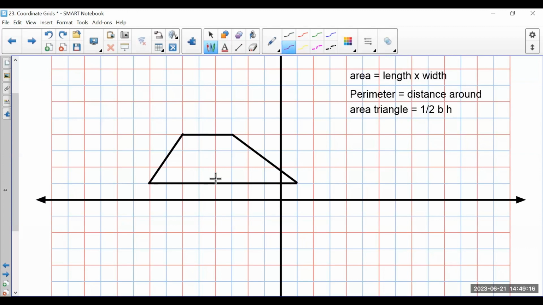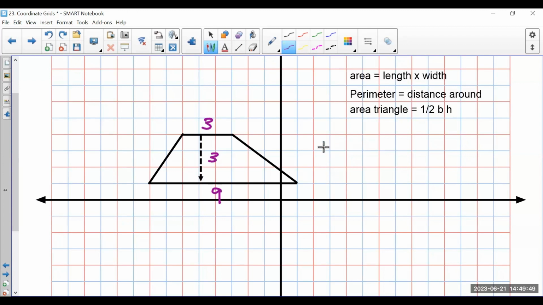Well, you need to know both the bases. So this base is 1, 2, 3, 4, 5, 6, 7, 8, 9. Okay, so there's a base of 9. This base is only 1, 2, 3. Then you also need the height. So you're looking for a line from the top to the bottom, a dotted line here, and you want that measurement. That's your height, which is also 3.